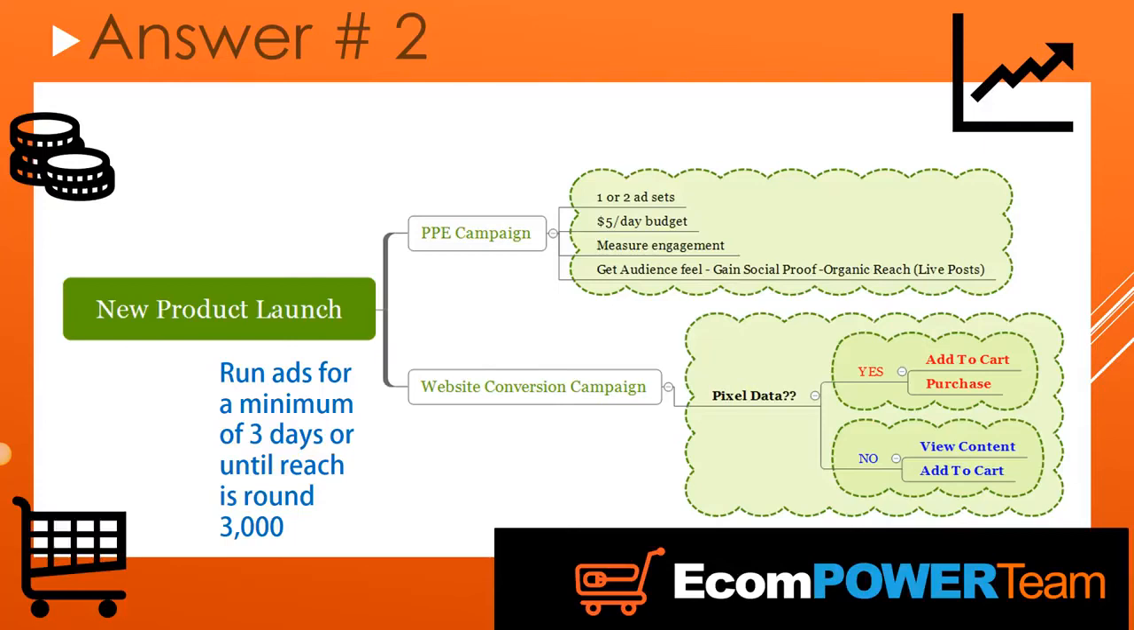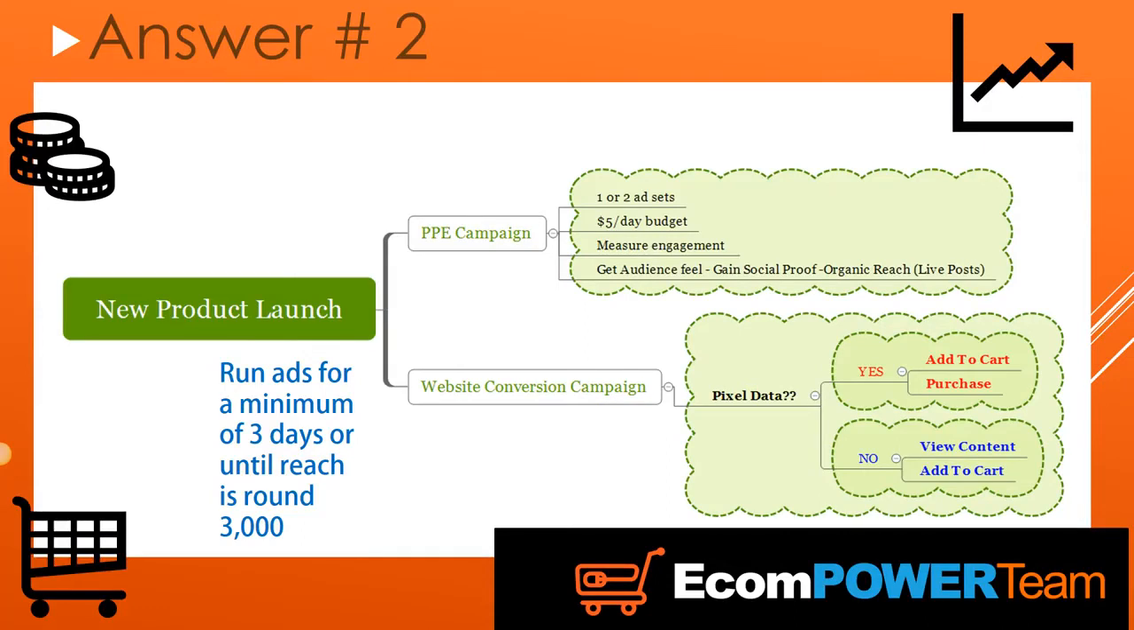So I like to run 2 different types of campaigns off the rip. One is going to be a page post engagement campaign, also known as PPE, if you look at the top one. Basically, with a PPE campaign, Facebook is going to show your ad to the people that are most likely to engage. It's going to show your ad to people that are most likely to like, comment, and share your post, right? And why I want that is because I want to measure engagement, okay? And I want to get an audience feel and gain some social proof from that.